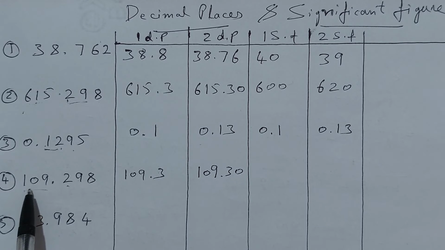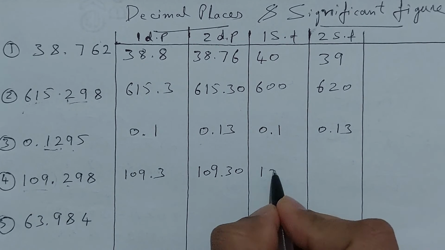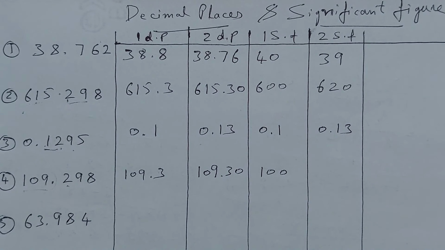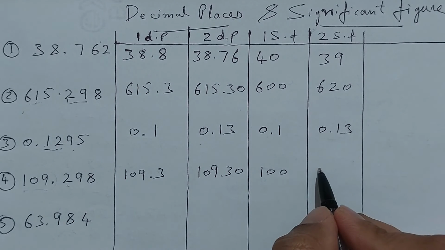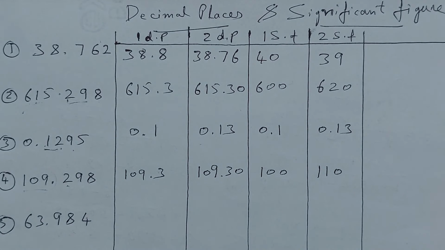The next number is a smaller number, so you round it to closest 100. That's it. Two significant figure, round it to closest 10. So that's 110. Yeah, that's it. Simple. The next one is this one, 63.984.